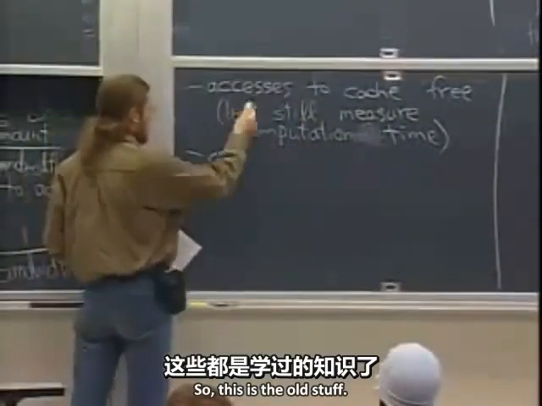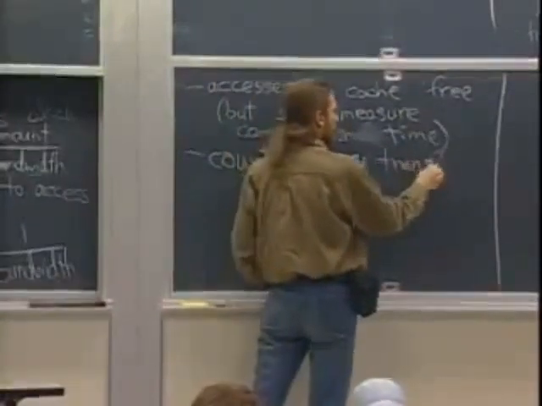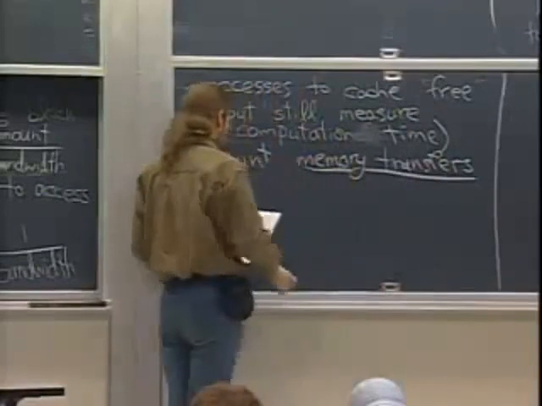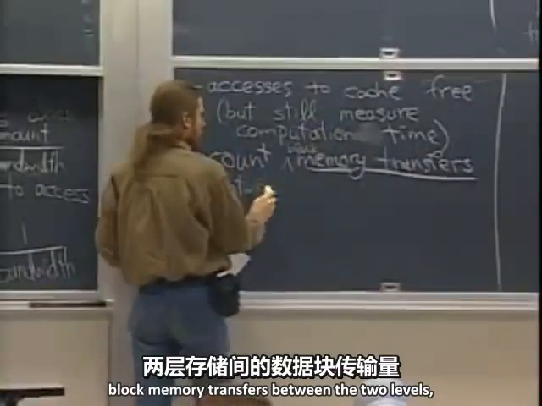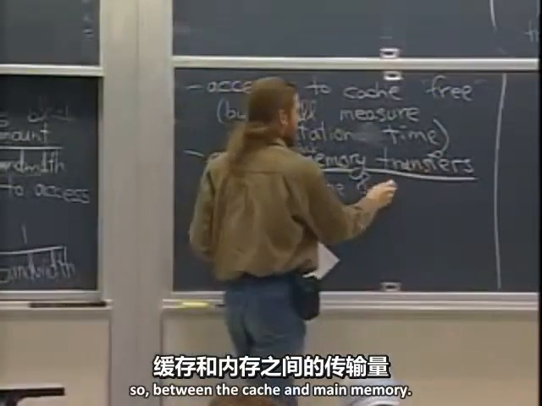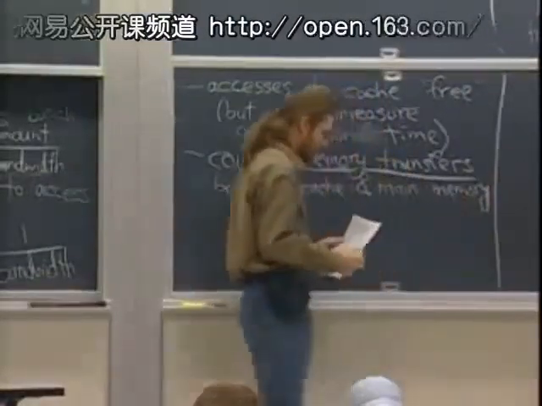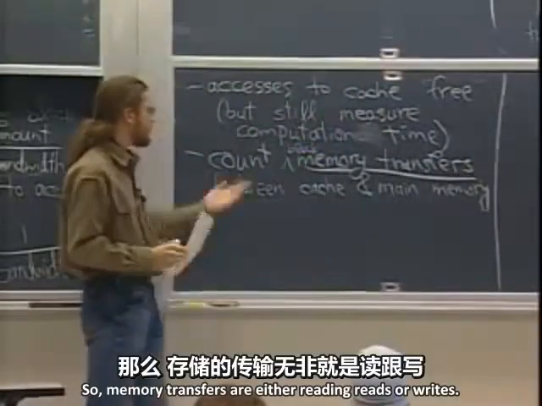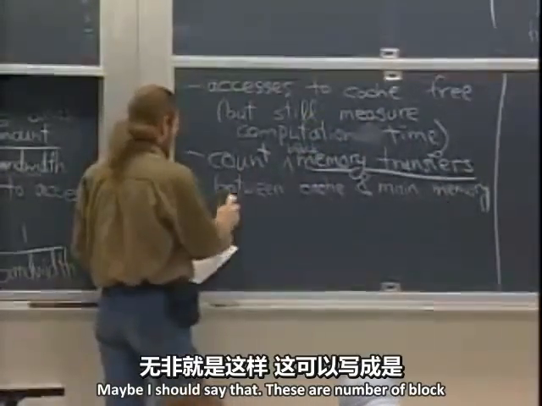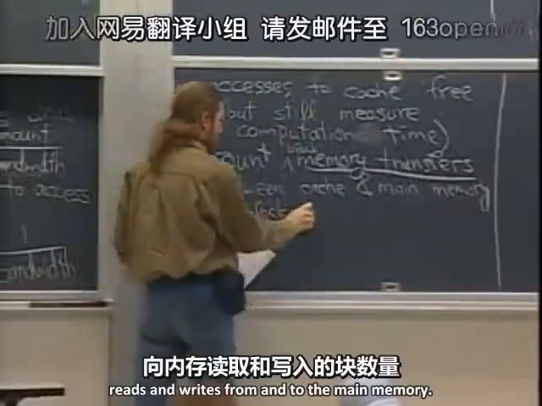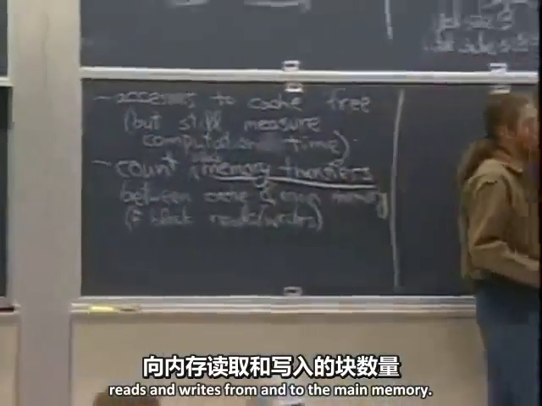So this is the old stuff. Now what I want to do is count memory transfers. These are transfers of blocks, so I should say block memory transfers, between the two levels, so between cache and main memory. So memory transfers are either reads or writes. Okay, maybe I should say that. These are the number of block reads and writes from and to main memory.